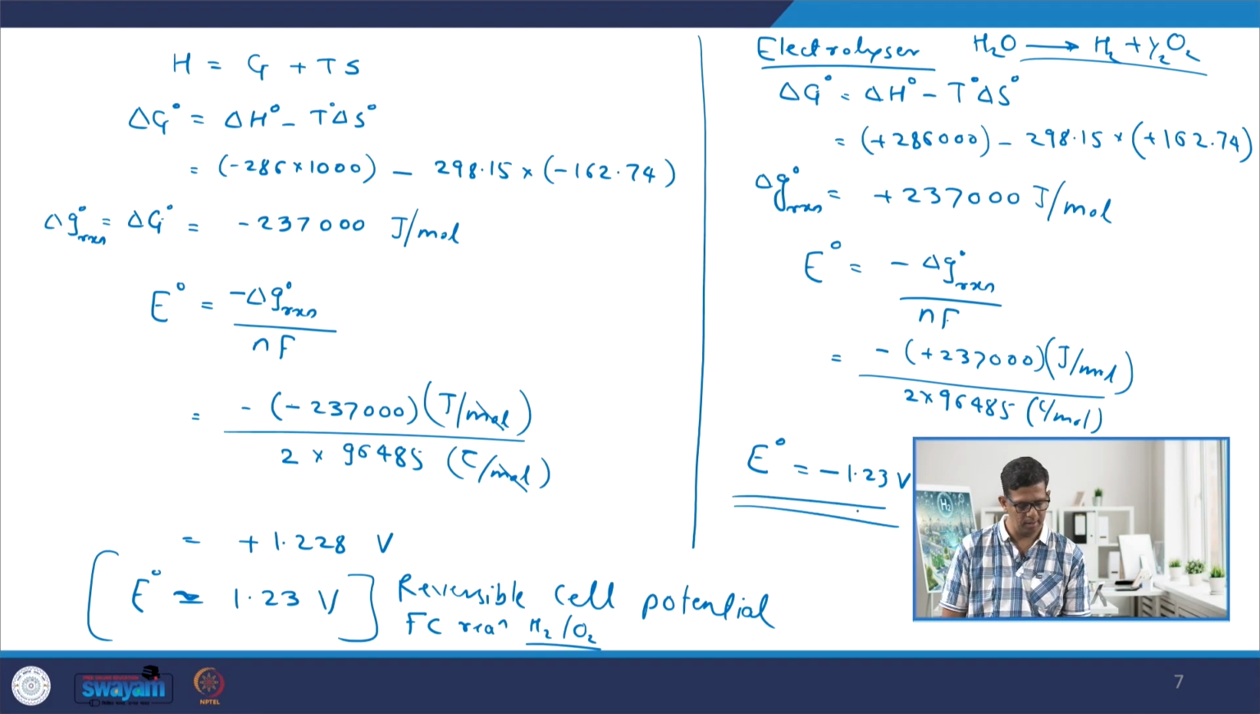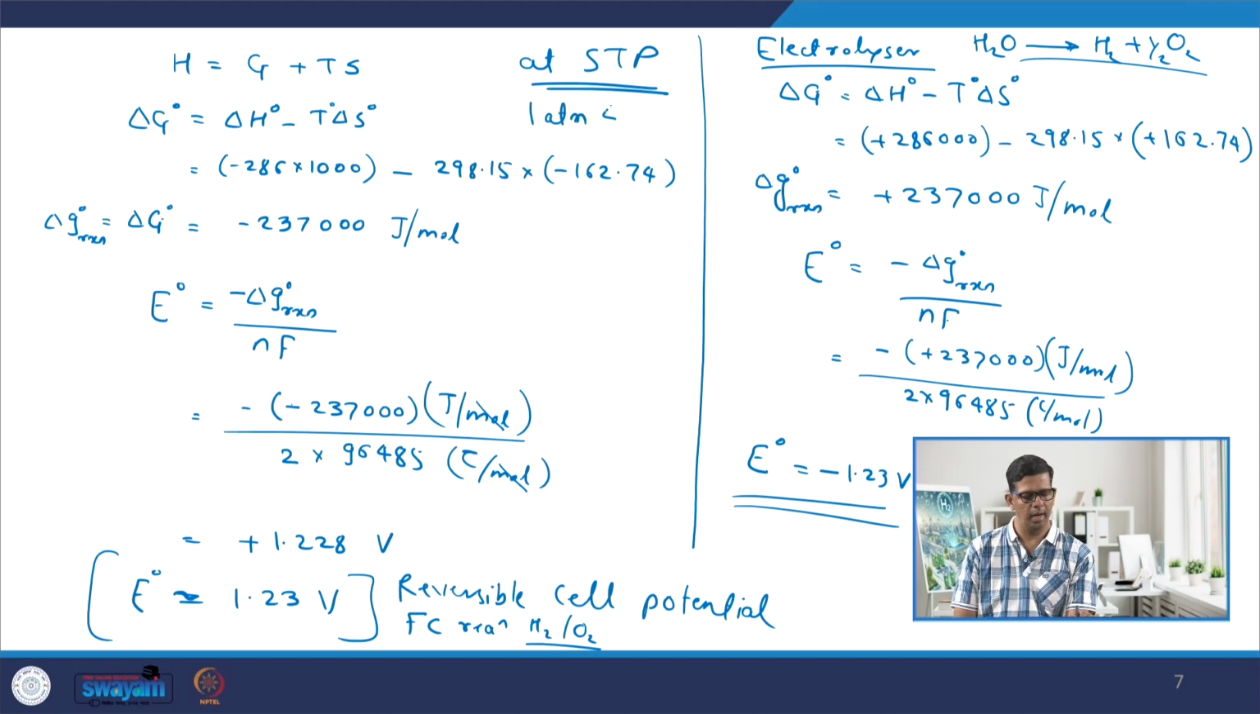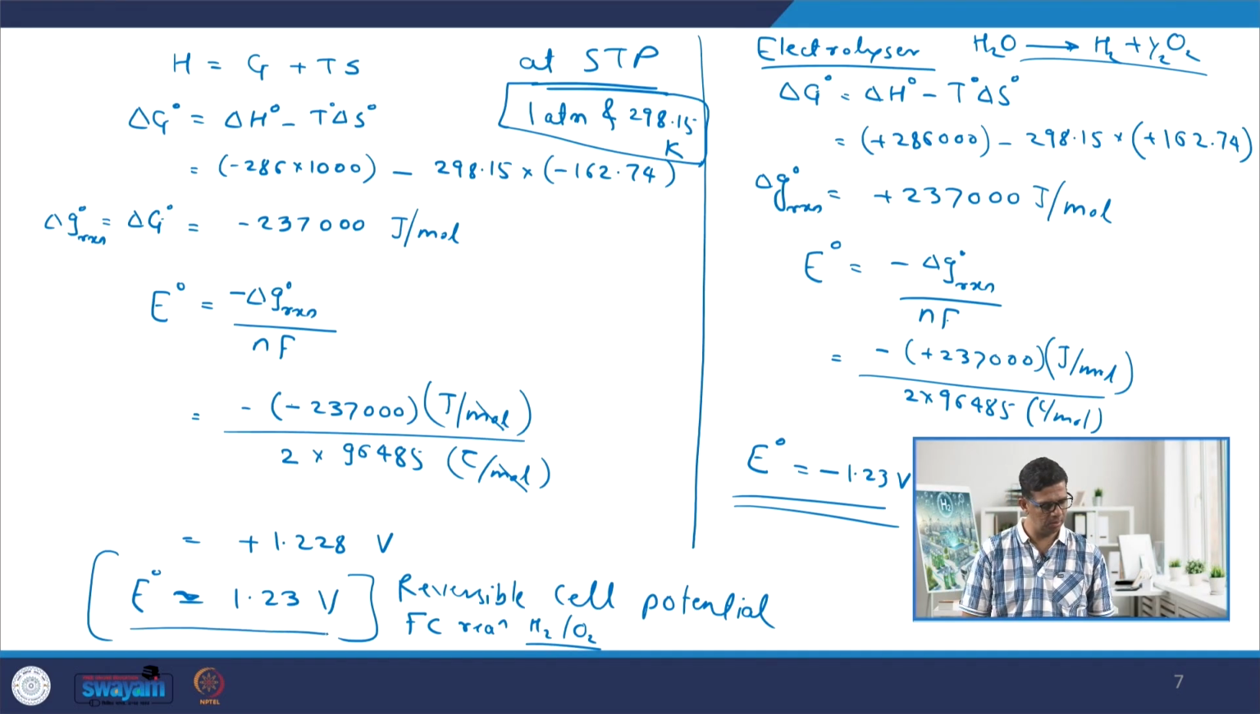So that way we can say that this is the reversible cell potential for the electrolyzer at STP. This is all at standard temperature and pressure conditions, which, again let me write it down, is 1 atmosphere and 298.15 Kelvin. In case of a fuel cell, it will be plus 1.23 volt.